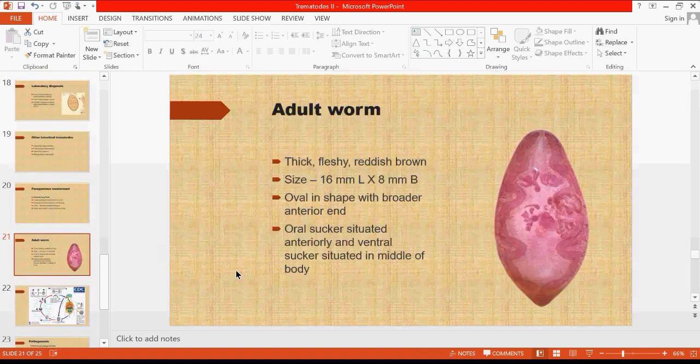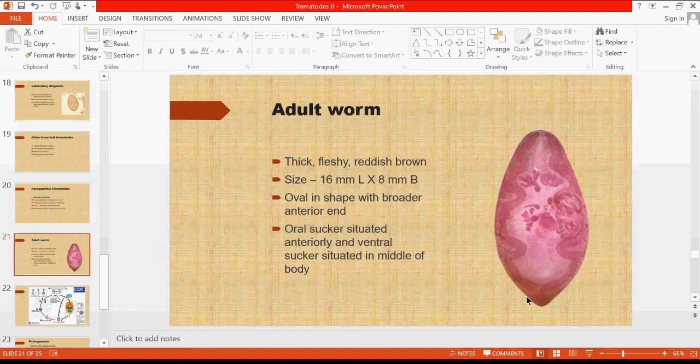The adult worm is a thick, fleshy, reddish-brown, flat, leaf-like worm. It is about 16 millimeters, like 1.5 centimeters, in length, to 8 millimeters in breadth. Here you can see it is oval in shape, but the anterior end is broader. In intestinal flukes and liver flukes, the anterior is normally pointed, but here the anterior is somewhat broader as compared to the posterior.